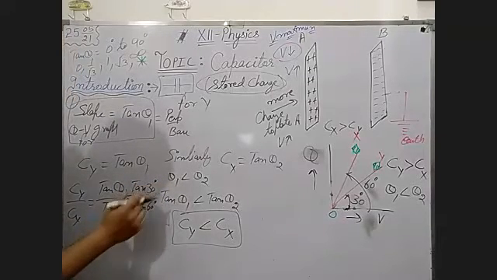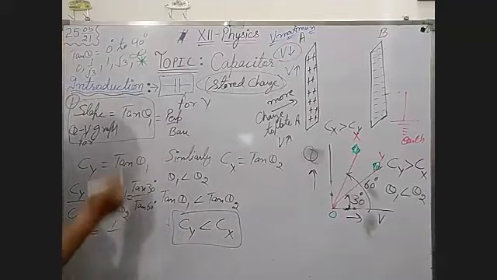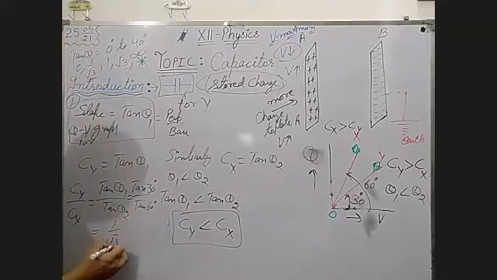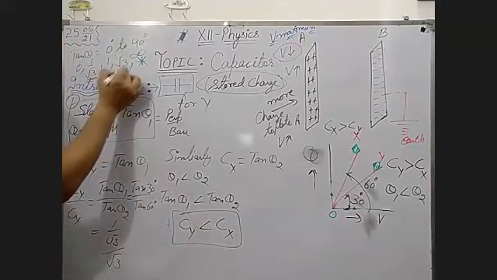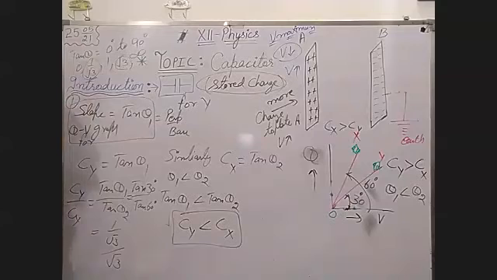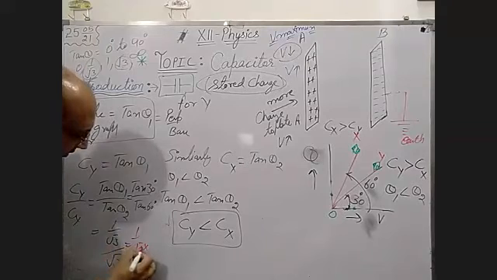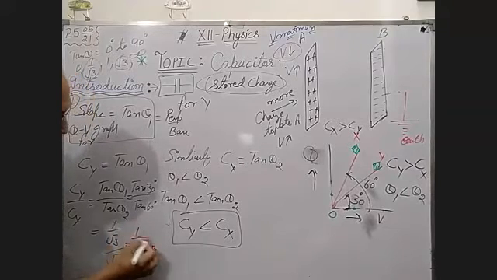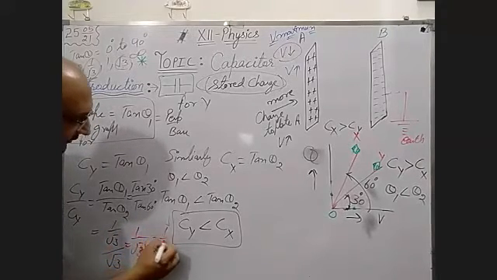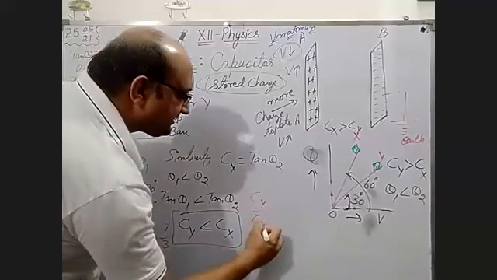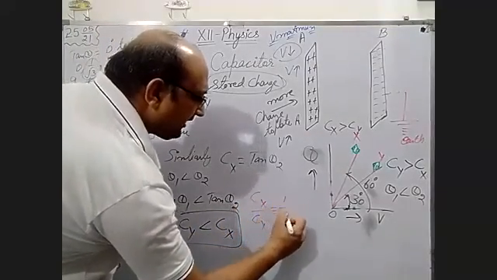Okay, now what is the value of tangent 30? 1 upon root 3. And what is the value of tangent 60? Root 3. This is the value of tangent 60. This is the value of tangent 30. Now solve it. This will be 1 upon root 3 into root 3 and we can get 1 by 3. Now the final answer is Cy upon Cx is equal to 1 upon 3.